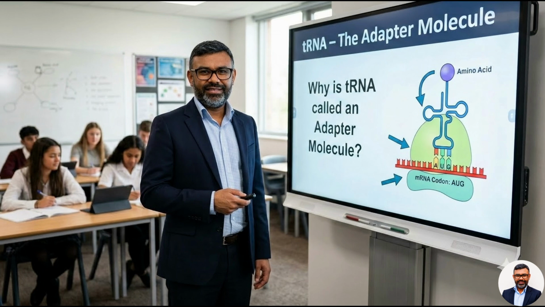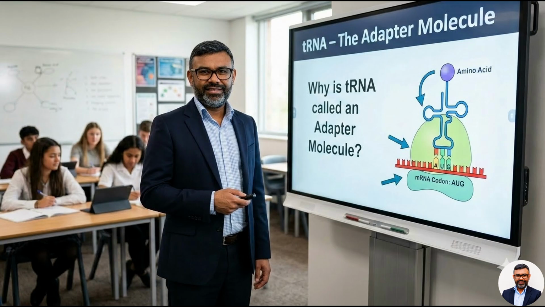Hello, students! In today's class, we are going to understand an important molecule involved in protein synthesis, tRNA, or transfer RNA. But before we study its structure, let us understand a very interesting question. Why is tRNA called an adapter molecule?